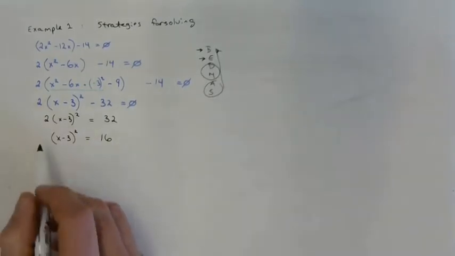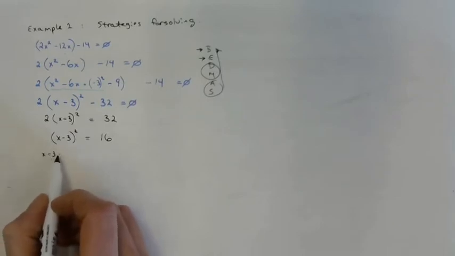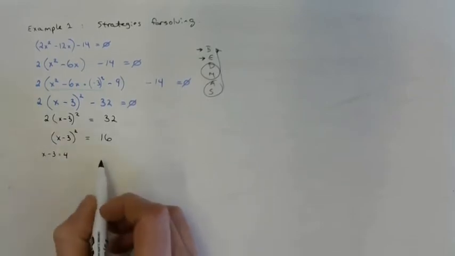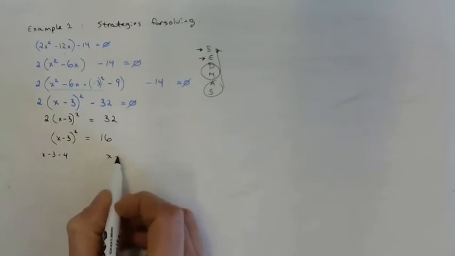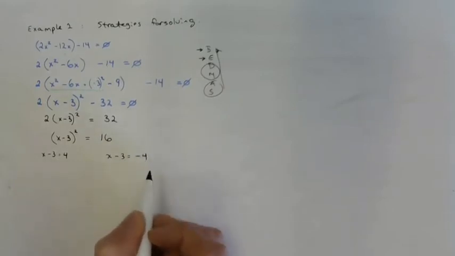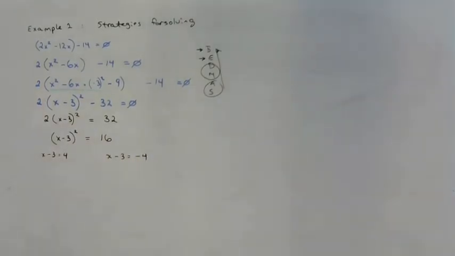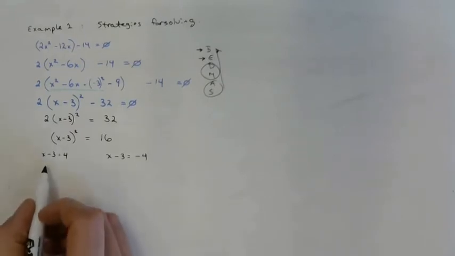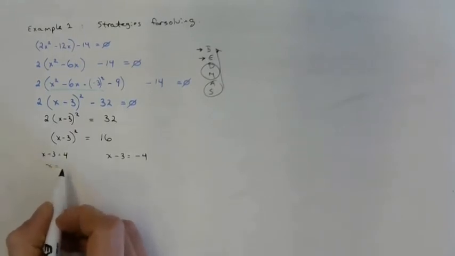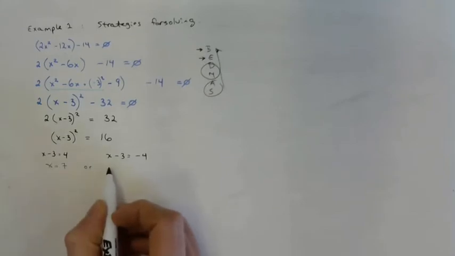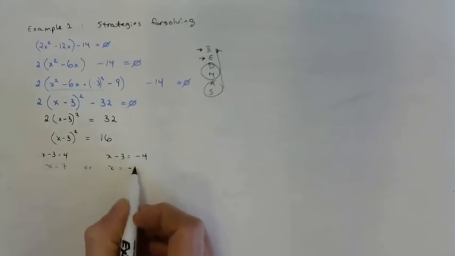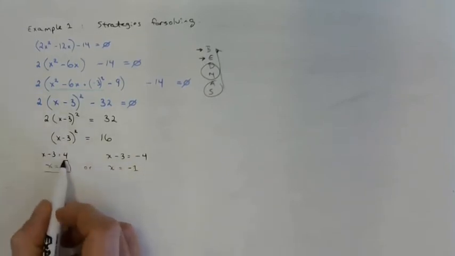Okay, so we actually have 2 solutions here. One is x minus 3 equals 4, and one is x minus 3 equals -4. All right, last step, add 3 to both sides. Gives us x equals 7 or x equals -1. Okay, there are your 2 solutions.